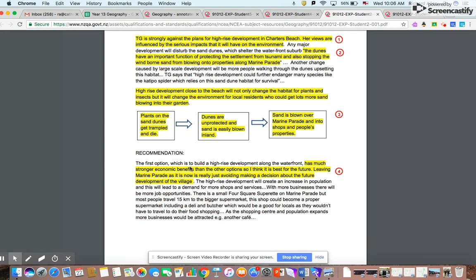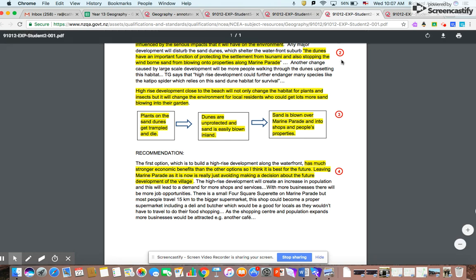You can see here that when they're talking about their recommendation, they can talk about economic benefits are better than the other options. So this is where you need to use your social, your economic, and your environmental benefits or weaknesses. Using that terminology will get you strong grades.